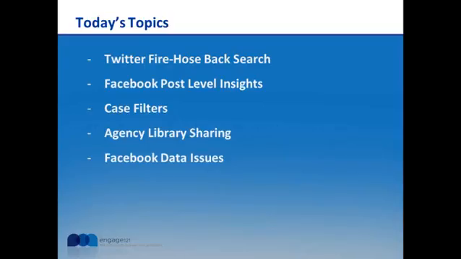Today we've got a handful of exciting things to talk about. I'm going to start off with some new capabilities with regard to the Twitter Firehose back search. We're now able to provide a back search of up to 3 years of back data. So from the full Twitter Firehose, indexed going back as far as 3 years, you can search any particular part of that in addition to the full 3-year range.